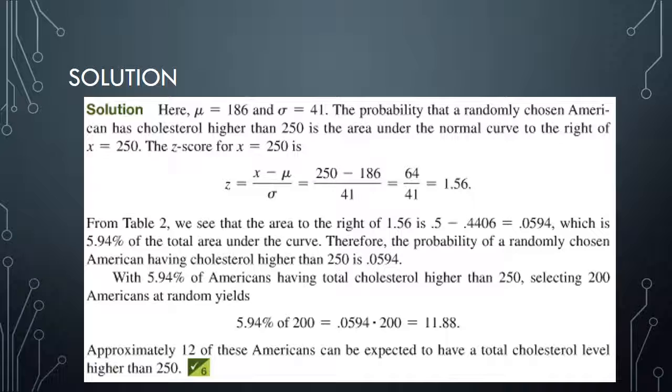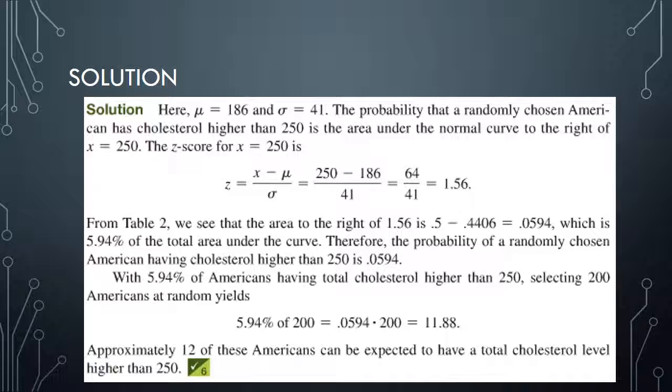So we have our mu and our sigma, and using those with 250, we get a z-score for 250 of 1.56. And again, what you want to do is put that into your calculator. You want to do a normal CDF. You want to do 1.56 to 99. And when we do that, we get 0.0594. So 5.94%. And then what you do to find the probability of a randomly chosen person, that would be the probability of the randomly chosen American having a cholesterol higher than 250.